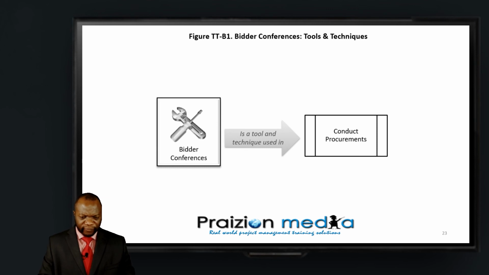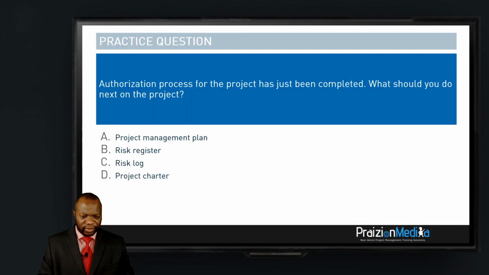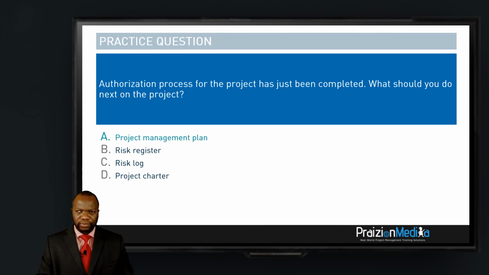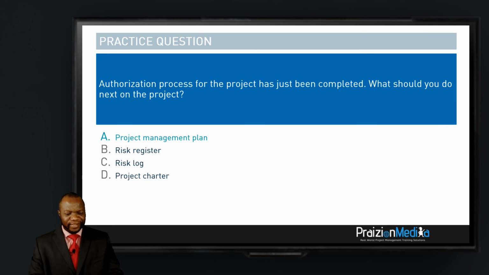Let's move on to our final text questions. Here's the first one. Authorization process for the project has just been completed. What should you do next on the project? Three, 2, and 1. The answer's on the screen. The answer is project management plan.